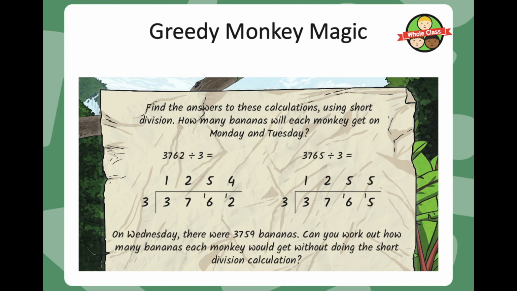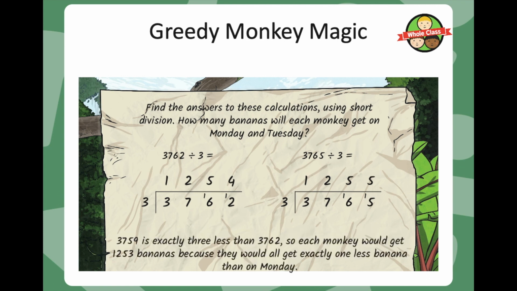On Wednesday, there were 3,759 bananas. Can you work out how many bananas each monkey would get without doing the short division calculation? 3,759 is exactly 3 less than 3,762. So each monkey would get 1,253 bananas because they would all get exactly 1 less banana than on Monday. And the reason the number 3 is significant is because we are dividing by 3.